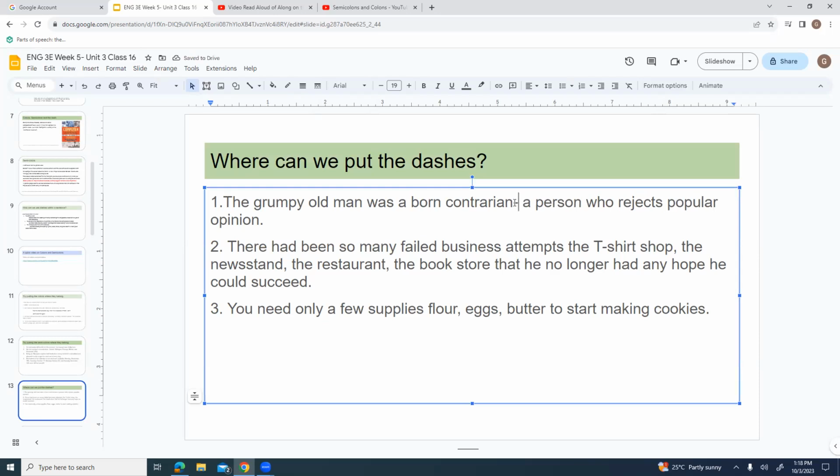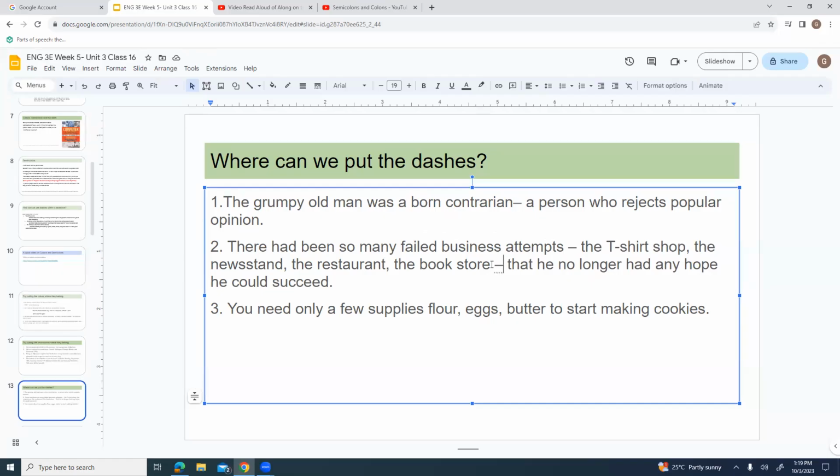Okay, hang on. Okay, there had been so many failed business attempts. The t-shirt shop, the newsstand, the restaurant, the bookstore, that he no longer had any hope he could succeed. Okay, there's a list in the middle of that sentence. Right about here, they start listing all the businesses that failed. And then here's where they stop listing the businesses that failed. And I can put a dash there. And that makes the sentence make so much more sense.